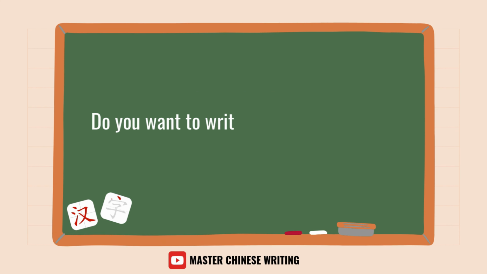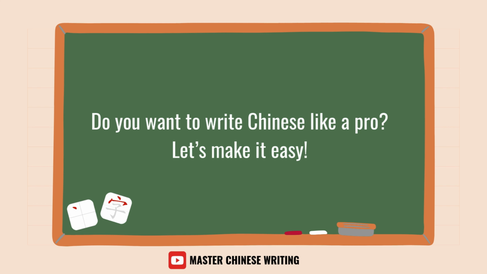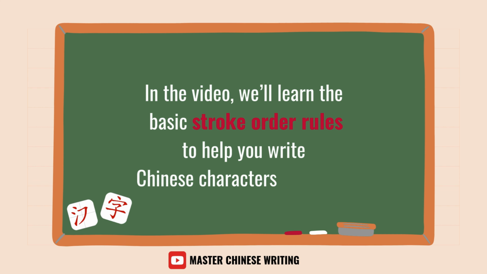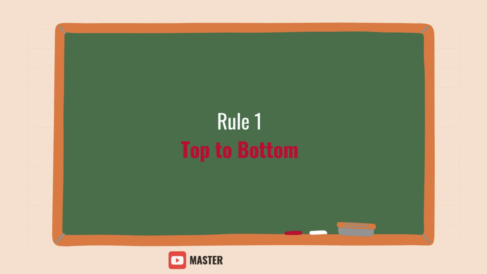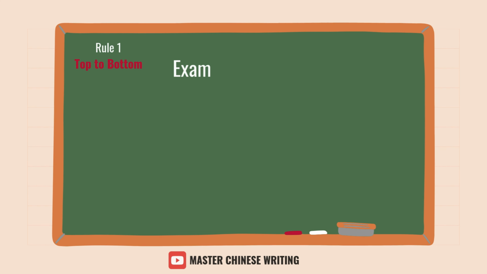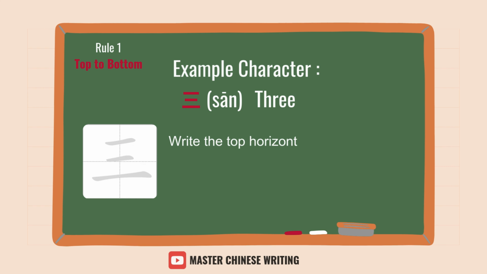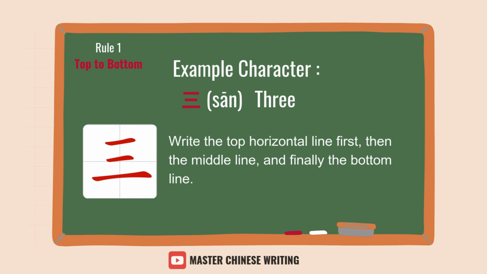Do you want to write Chinese like a pro? Let's make it easy. In the video, we'll learn the basic stroke order rules to help you write Chinese characters correctly. Rule 1, top to bottom. Example, character 三. Write the top horizontal line first, then the middle line, and finally the bottom line.